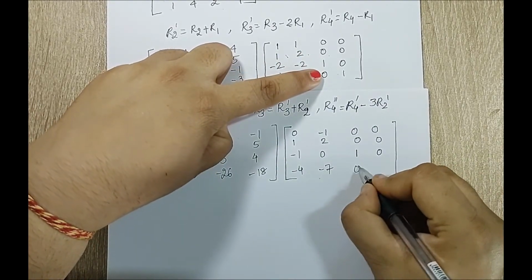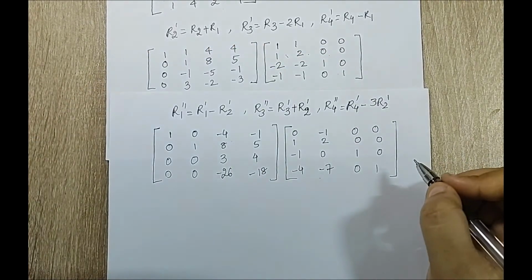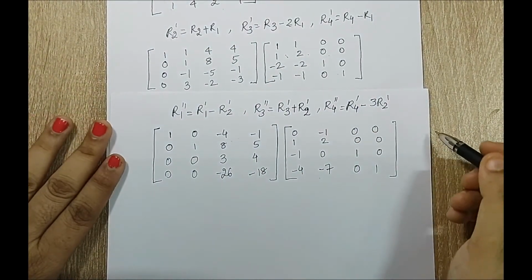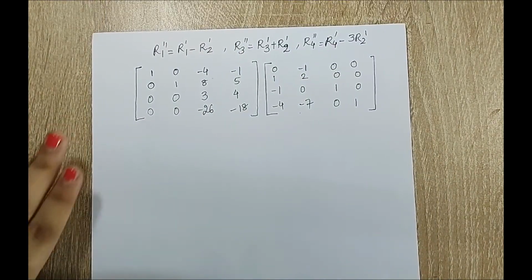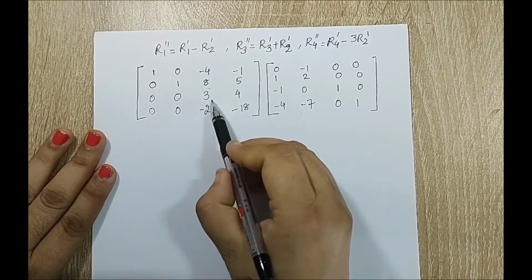This is 0, so this will remain the same. This is 0, so this will remain the same. So this is how easily you can convert it. Now I will work towards converting this element as 1.